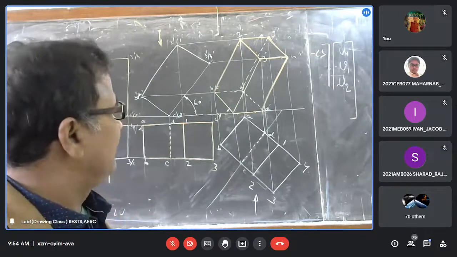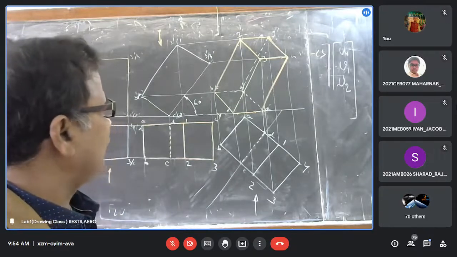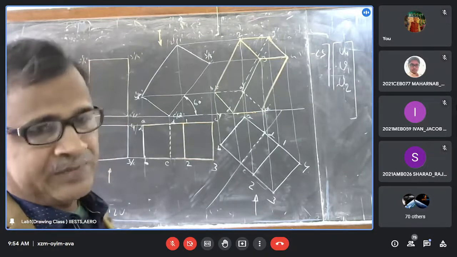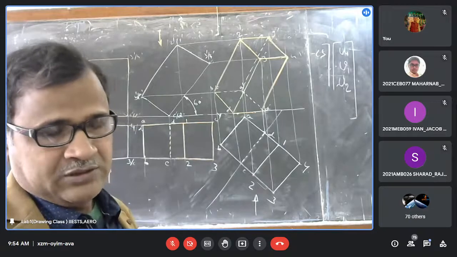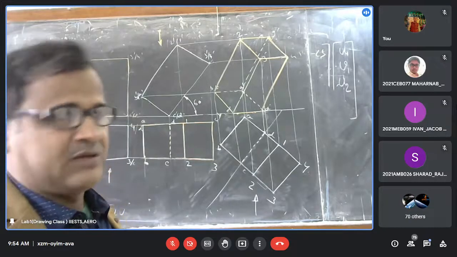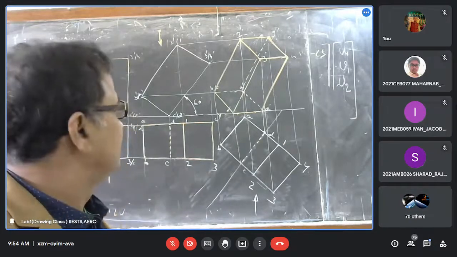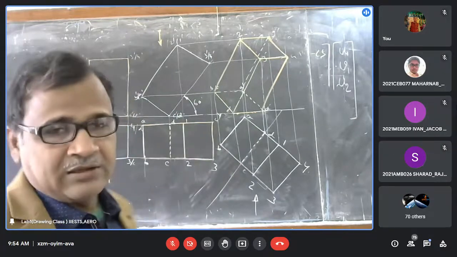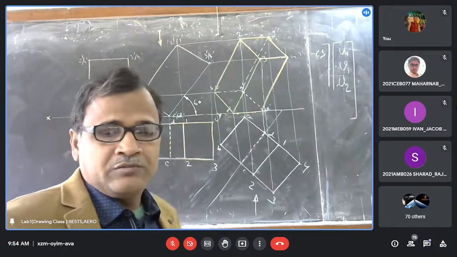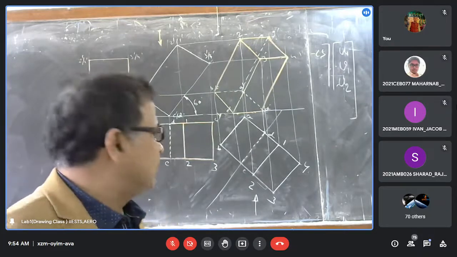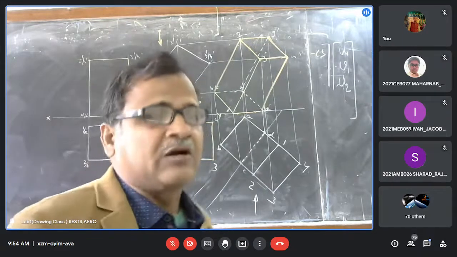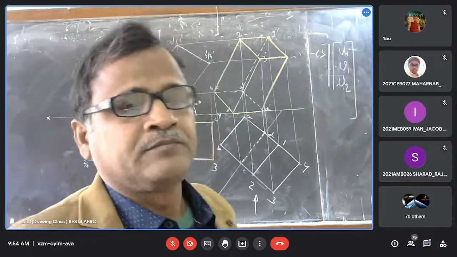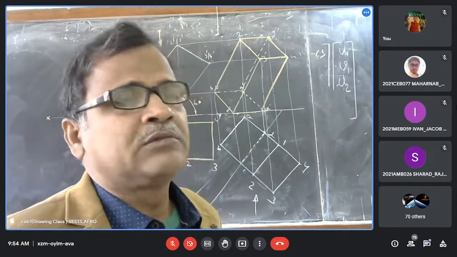Now, if the rotation is anti-clockwise instead of clockwise, then a different figure will become. That is no matter, you can rotate in that direction also. So this is the complete elevation. So now can anybody tell the complete problem? What is the complete problem? Tell anybody.